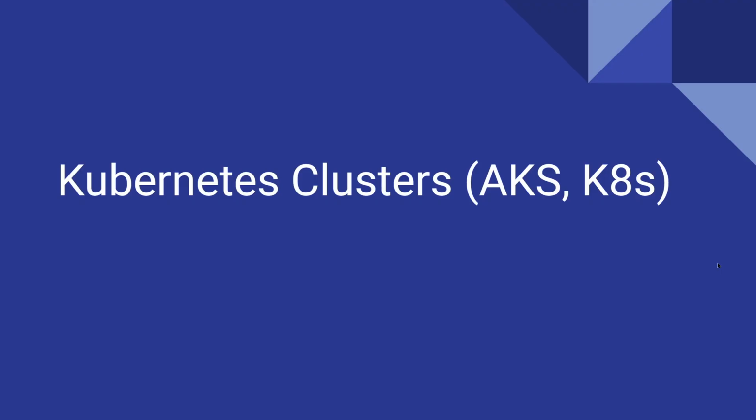So Kubernetes clusters are also called AKS, which stands for Azure Kubernetes Service. Those are often used interchangeably. There's also K8S. It has an 8 because there are 8 letters between the K and the S in the word Kubernetes. So these are used so frequently that people have made some acronyms for them instead of calling it a Kubernetes cluster every time.